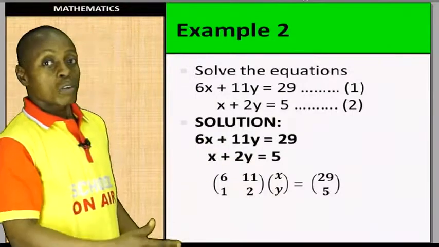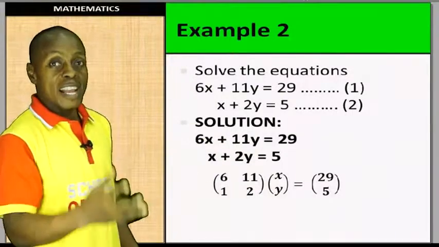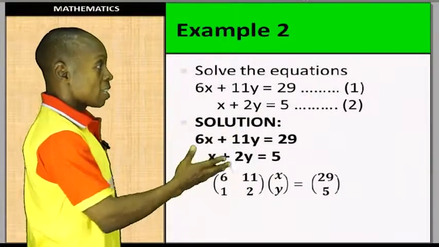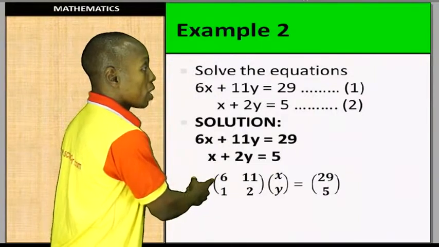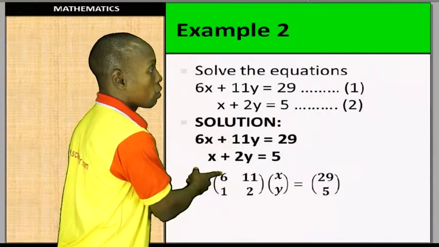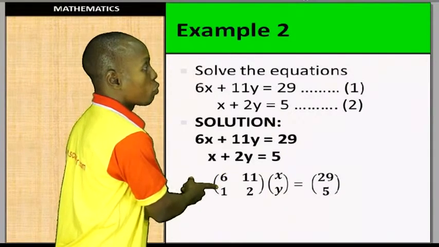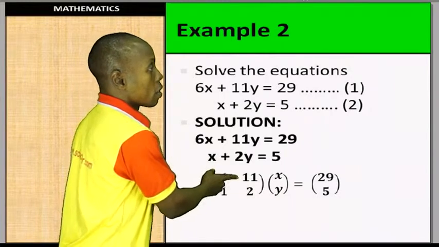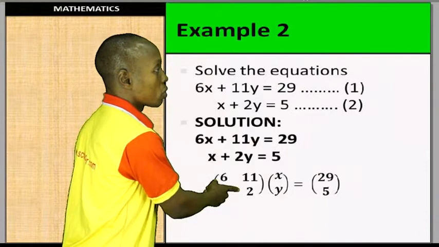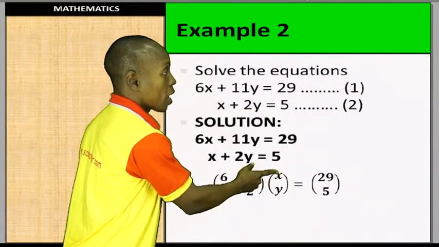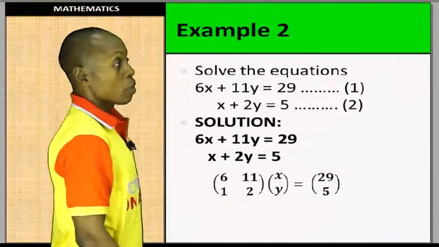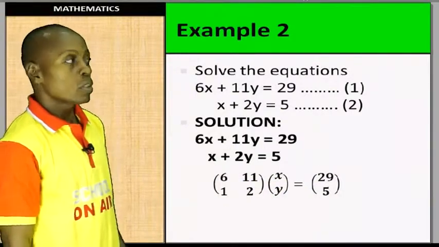Normally you bring out the coefficient of x and the coefficient of y and try to get the general determinant. That's what I did here. I brought out the coefficient of x in the two equations. So for the first equation you have 6, for the second equation you have 1 as the coefficient of x. For the coefficient of y you have 11 in the first equation and 2 in the second equation. And you have the variables we are seeking, x and y, which is equal to 29 and 5.